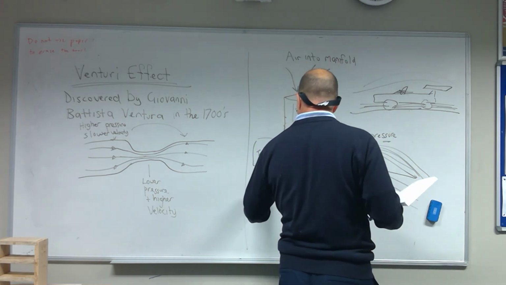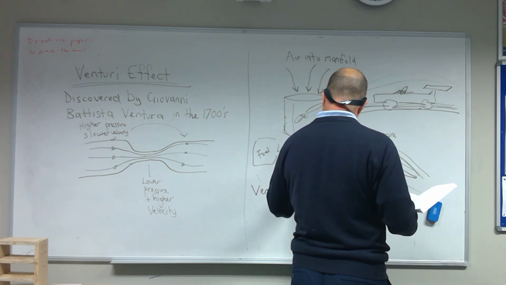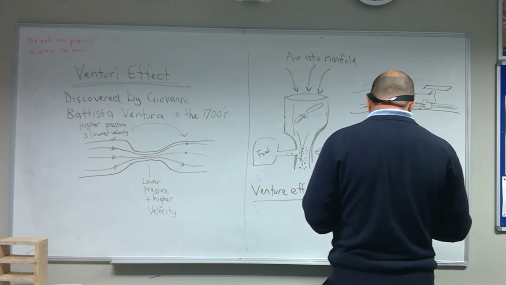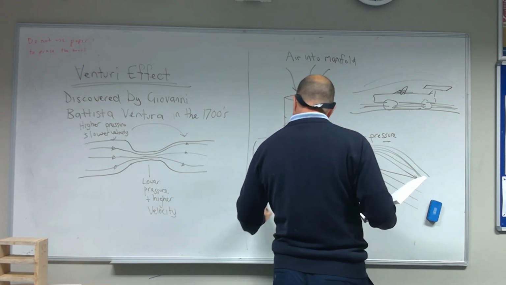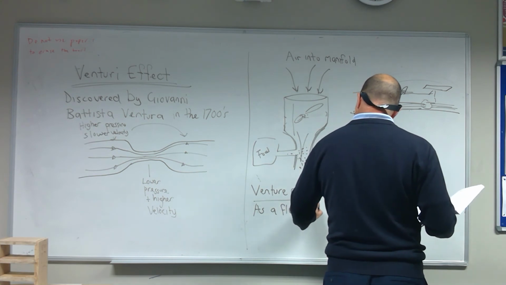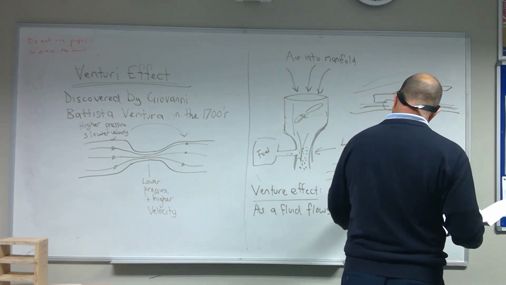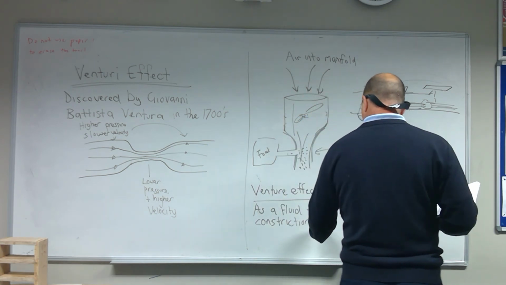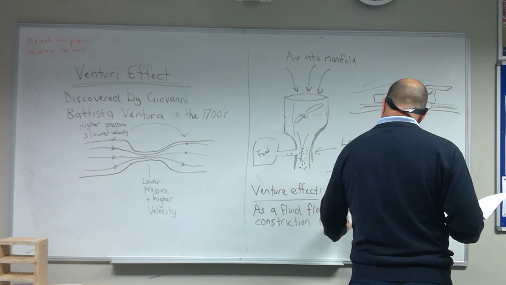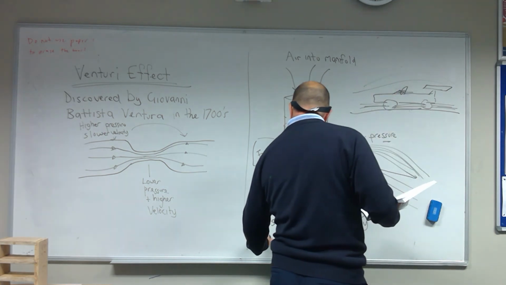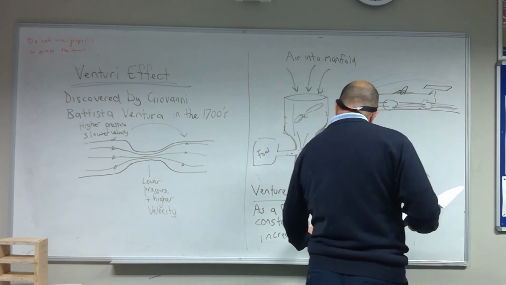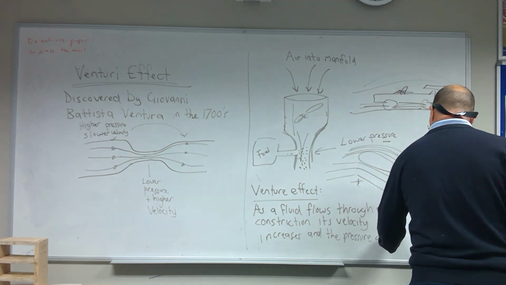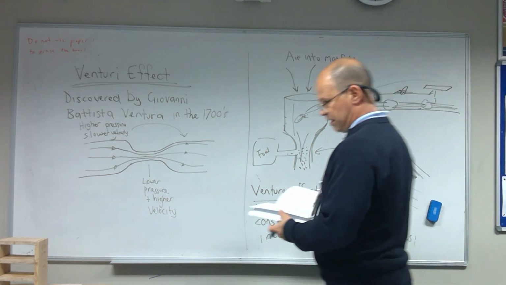So the Venturi effect is basically about the reduction of pressure. As a fluid flows through a constriction, its velocity increases and the pressure decreases. That is the Venturi effect.